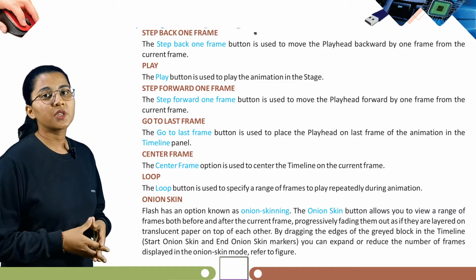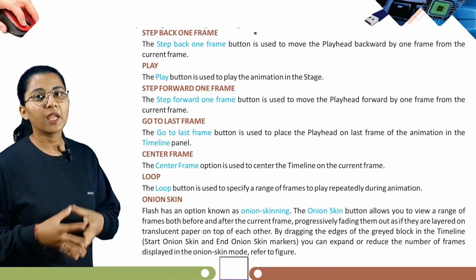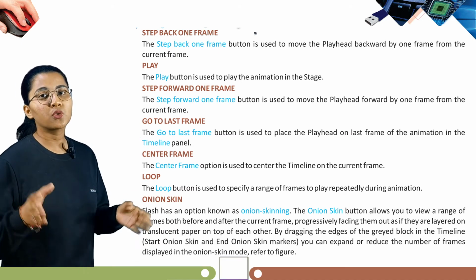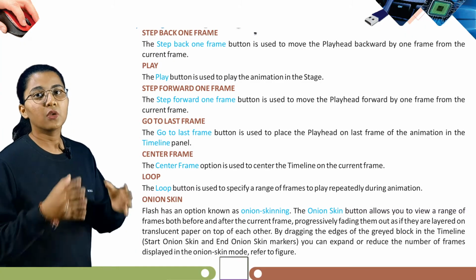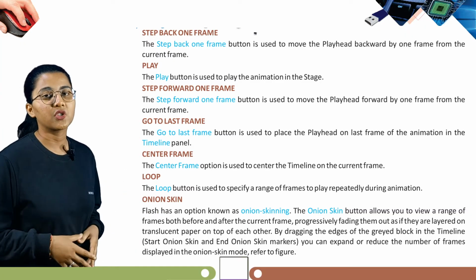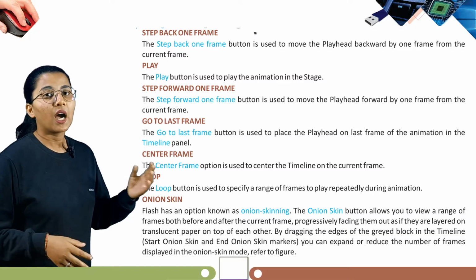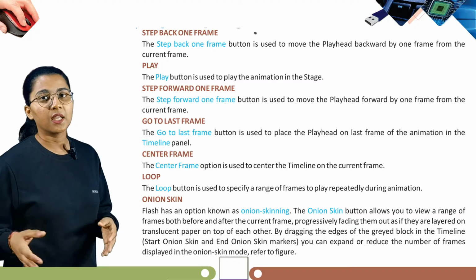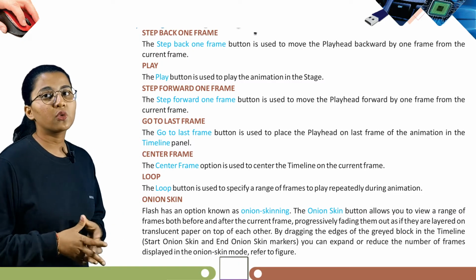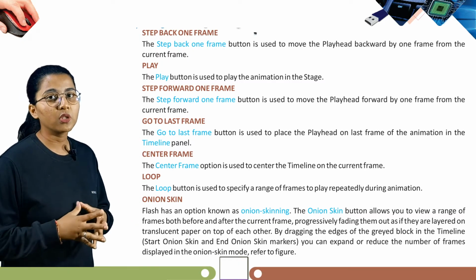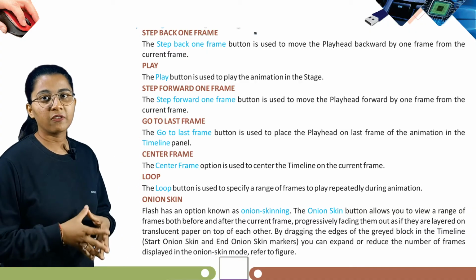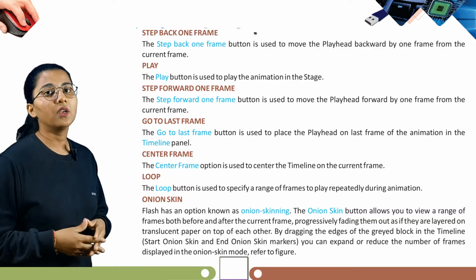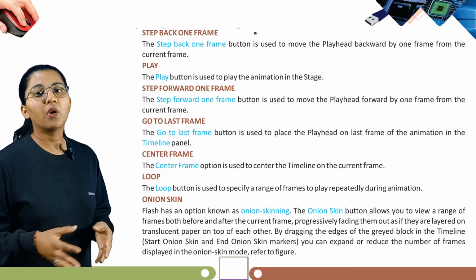Then we have center frame. The center frame option is used to center the timeline on the current frame. Then we have loop. The loop button is used to specify a range of frames to play repeatedly during animation. Then we have onion skin. Flash has an option known as onion skinning. The onion skin button allows you to view a range of frames both before and after the current frame, progressively fading them out as if they are layered on translucent paper on top of each other.